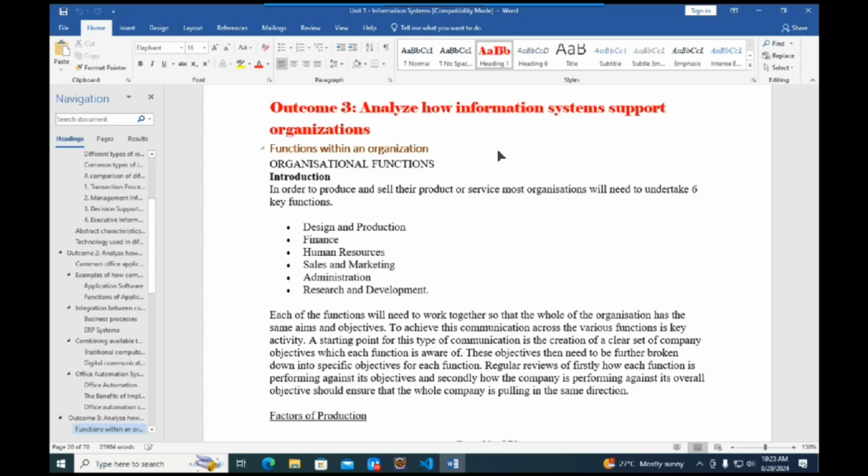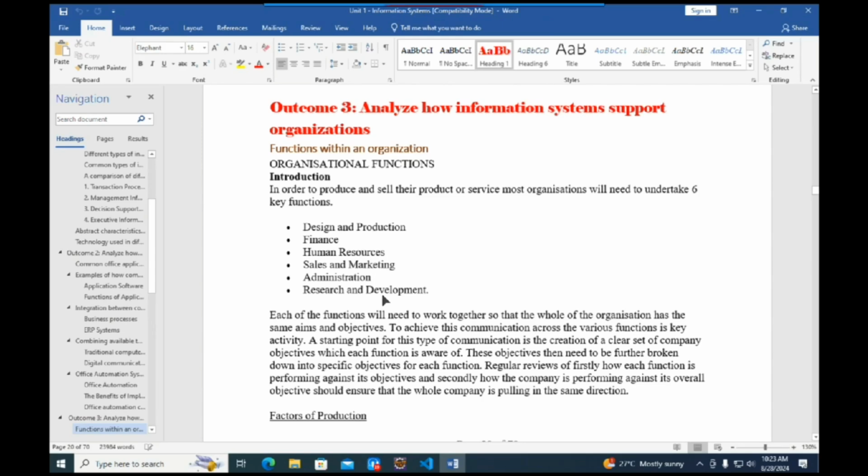Then we have the administration function. It is the function that oversees the business operations. Then we have the research and development function. The work of research and development is basically to find out how to make the organization better, how to develop the organization, and so on.